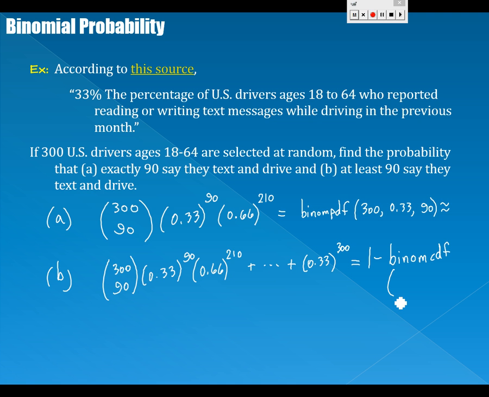Well, which are the ones we don't want? 300, 0.33. What goes there? Yeah, up to and including 89, all the way from 0 drivers report that up to 89 drivers report that, are the ones we do not want to count. Because at least means 90 or anything greater than that, right? So we need to be really careful about this edge case condition. Sometimes you'll have a problem that says more than, or something like that, in which case now you need to interpret the English, right?